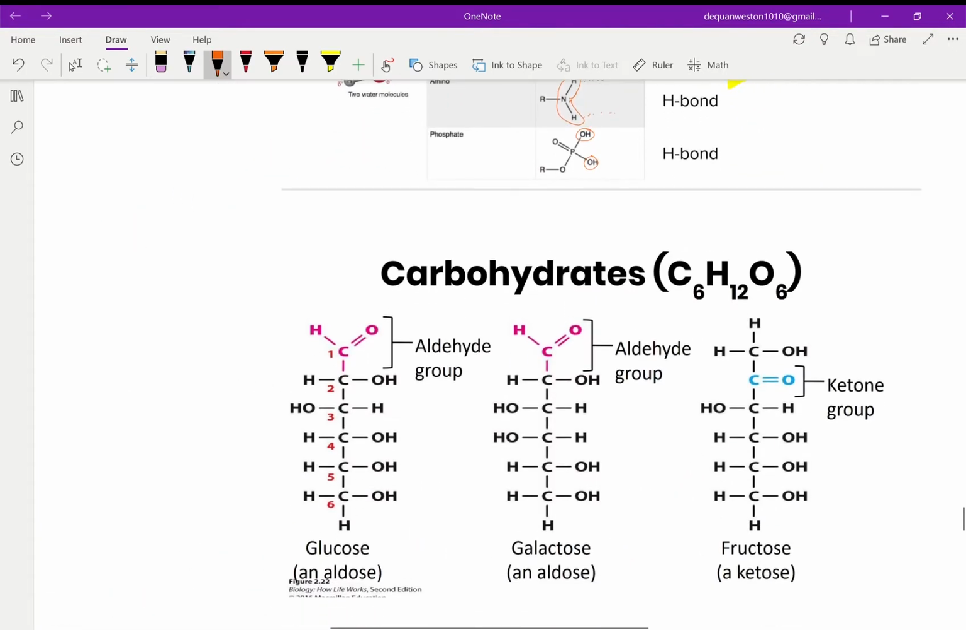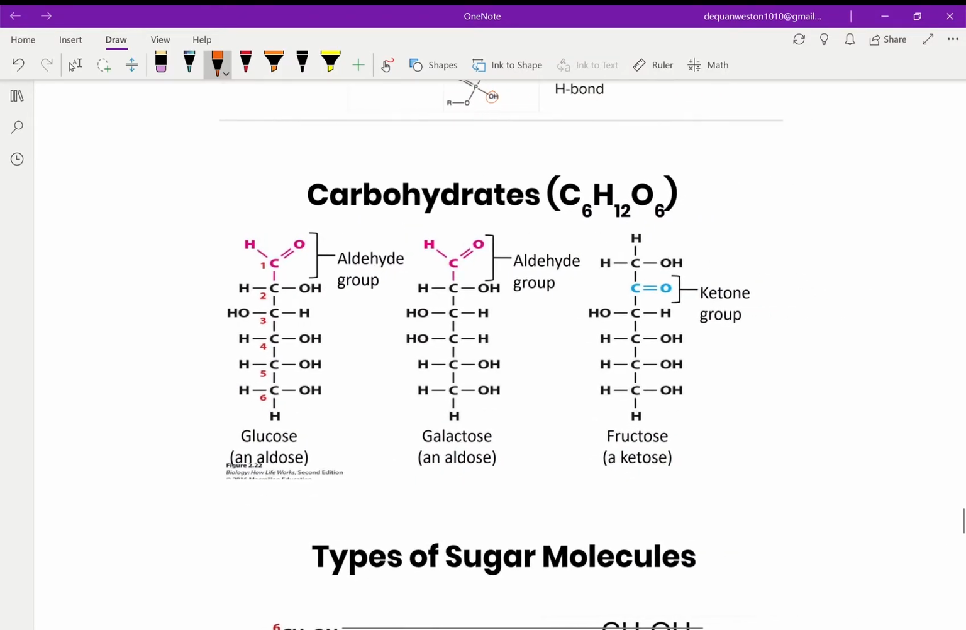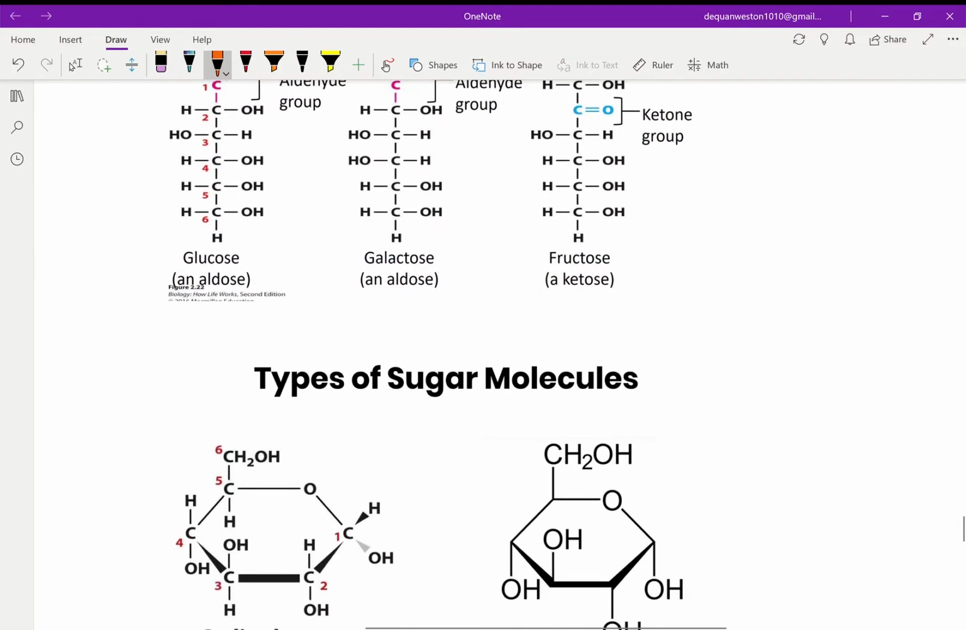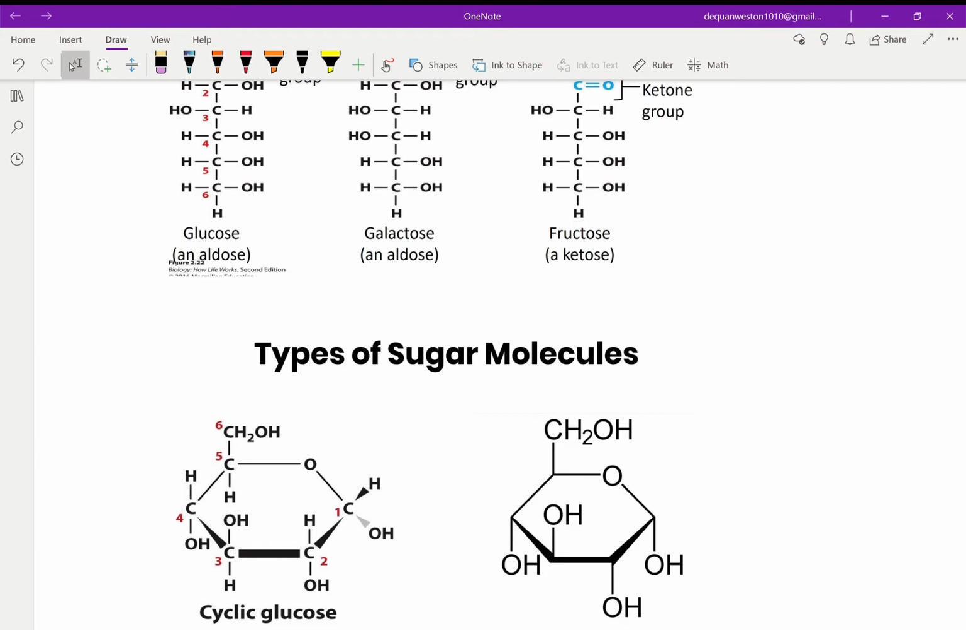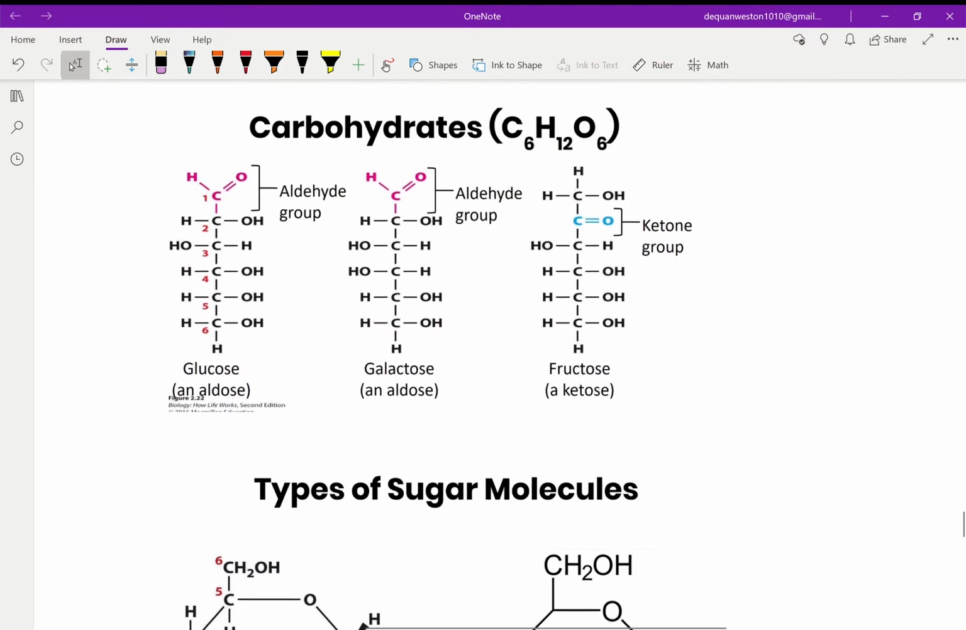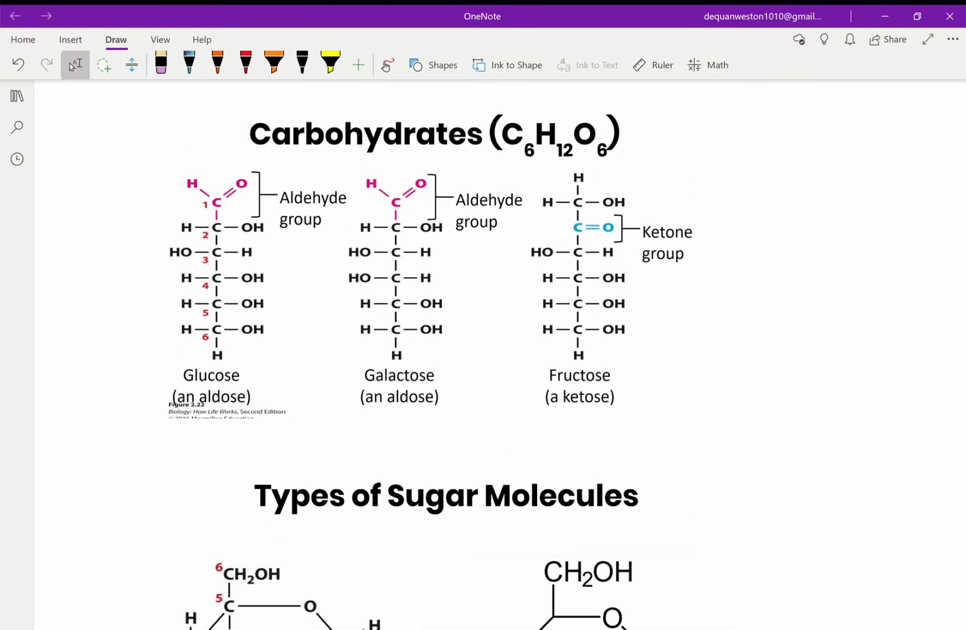Alright, so when we get into carbohydrates, just know the monomers are linked together by glycosidic bonds. You're going to want to know that these are extremely polar if you look at all these OH groups. So obviously these things are going to be pretty soluble in water.